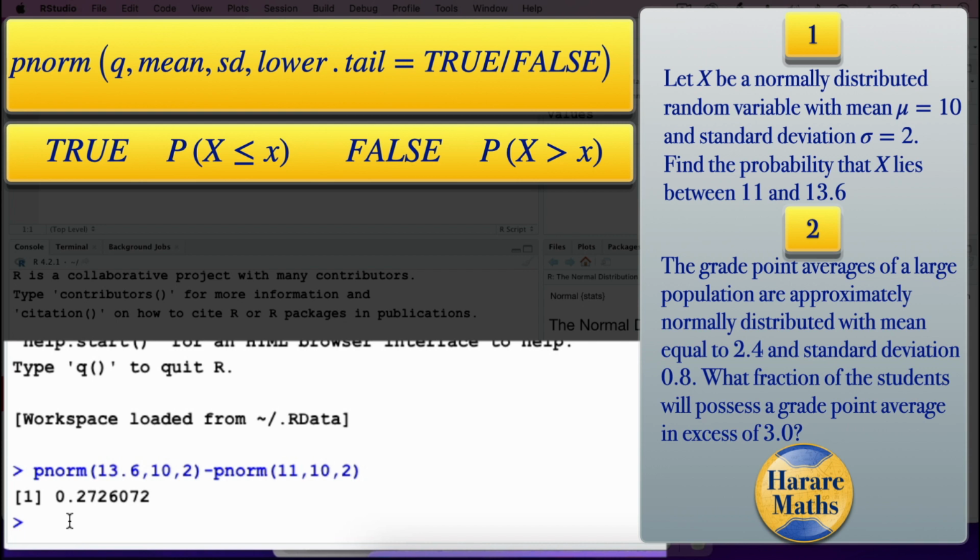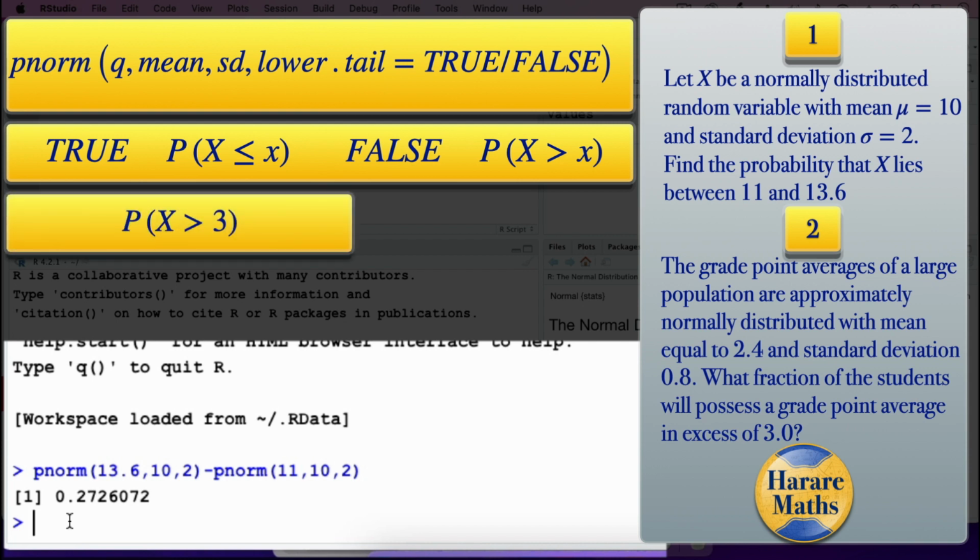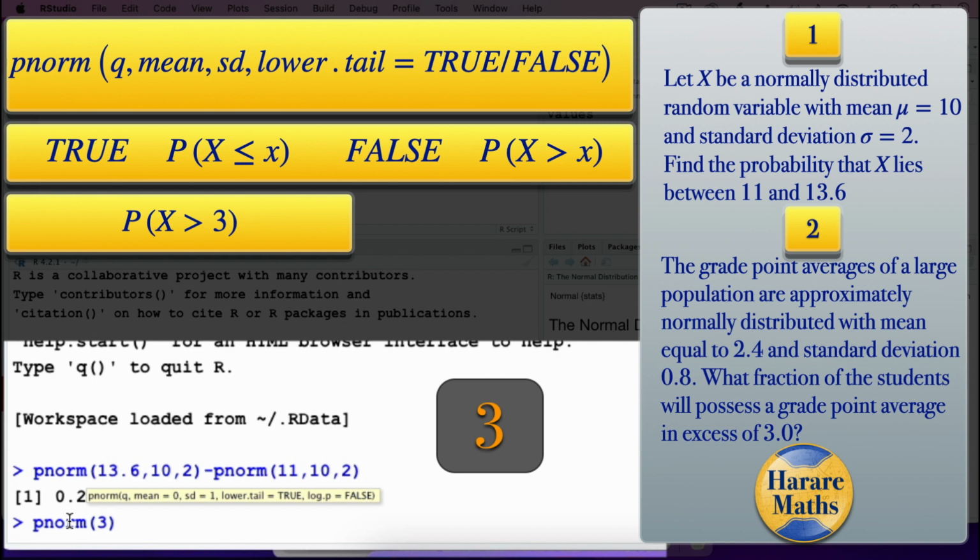So in this case, what we are being asked to find is the probability that X is greater than 3. So I'll type my pnorm, open parenthesis, and we are looking at the value 3 there, and our mean is 2.4, our standard deviation is 0.8. In this case, this is the probability X greater than x, so we would have to specify the lower tail false, which calculates probability X greater than x.